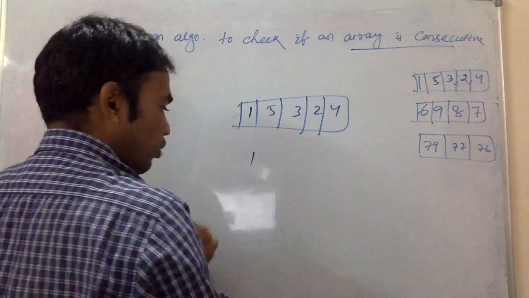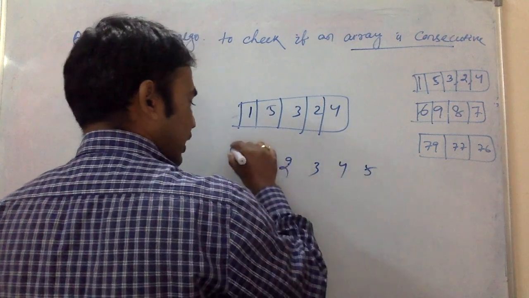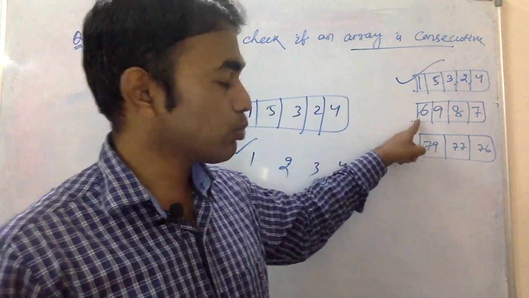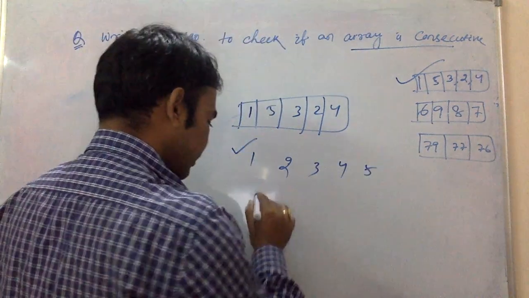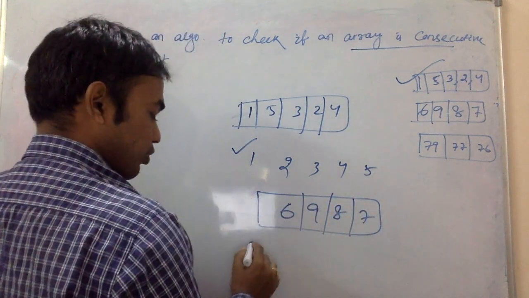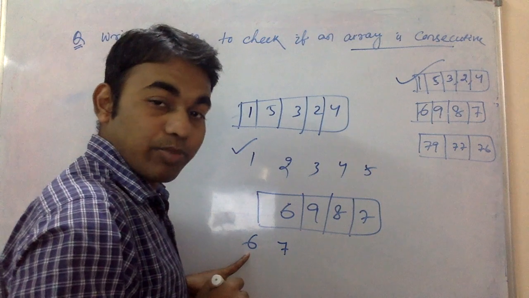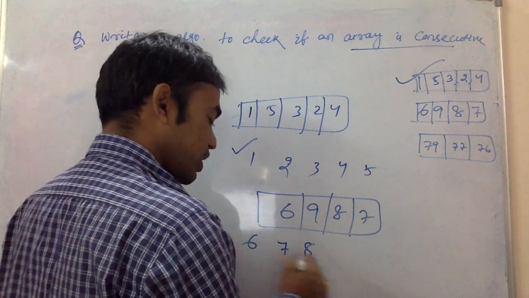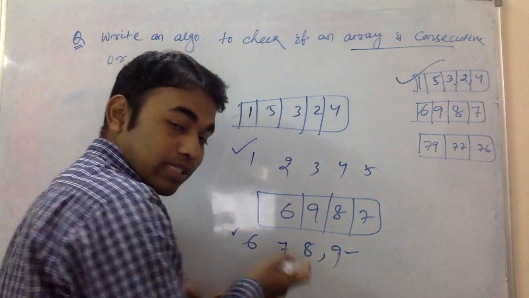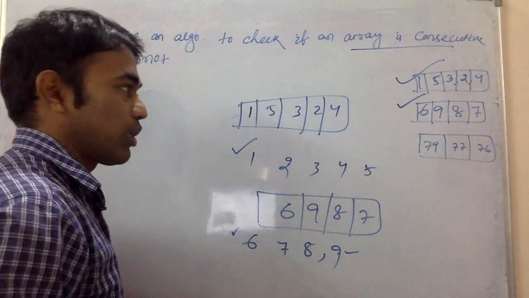Why? Because for 1, 2 is present. For 2, 3 is present, then 4 is present, then 5 is present. So this array is consecutive. Let me take another array: 6, 9, 8, 7. What is the smallest element? 6. For 6, is the consecutive element there? Yes, 7 is present. For 7, 8 is present, then 9 is present. That means every element is present. You might have observed some sequence here, but ultimately the answer is yes, this array is consecutive.